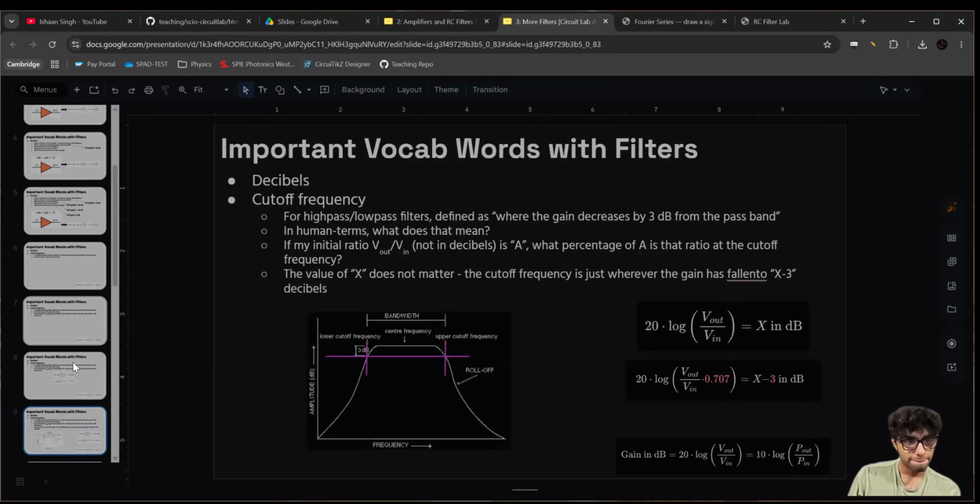Now, bandpass filters is what we just discussed. There's going to be 2 cutoff frequencies, but as I just said, the definition is the same. It's where the gain has decreased by 3 decibels, and that's going to be the same thing no matter what.